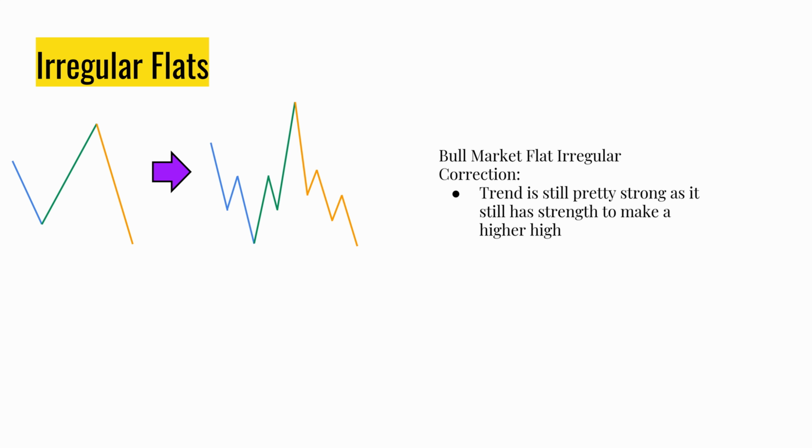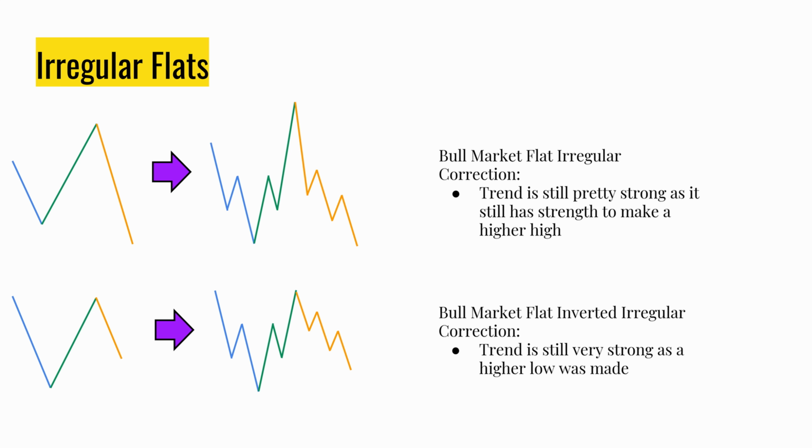The other irregular flat looks like this. We see that we didn't make a lower low as the orange line ended above the previous low. This is called a bull market flat inverted irregular correction. This also represents the trend is still strong as a higher low was made. Once again, the opposite will just be this but flipped.